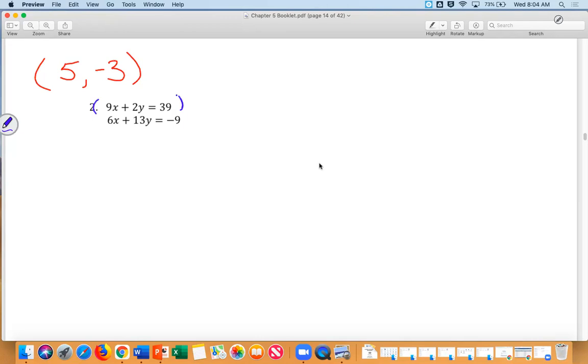If you're a little better at this and you can kind of see things and you like dealing with smaller numbers, then do it Neve's way, where you multiply the top one by 2, because 9 times 2 is 18. And the bottom one would be by 3, because 3 times 6 is 18. Okay? So we're going to do it Andrew's way. So here we're going to multiply the top one by 6 and the bottom one by 9.